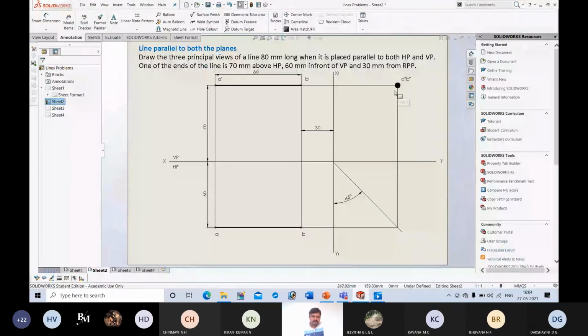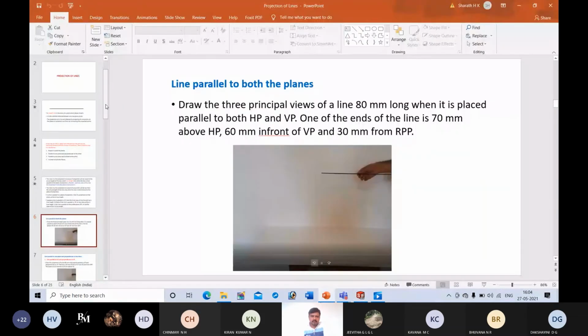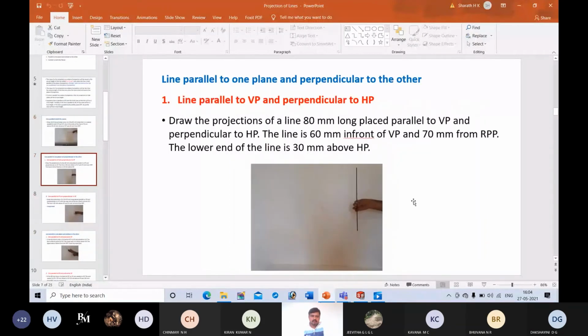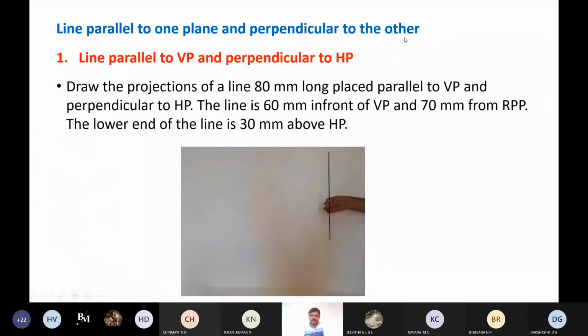Next, I will consider one more problem: line parallel to one plane and perpendicular to the other. Here there are two possibilities. One possibility is the line parallel to VP, that is, the vertical plane, and perpendicular to HP. This is HP, it is perpendicular to the ground, that is the meaning of perpendicular to HP.